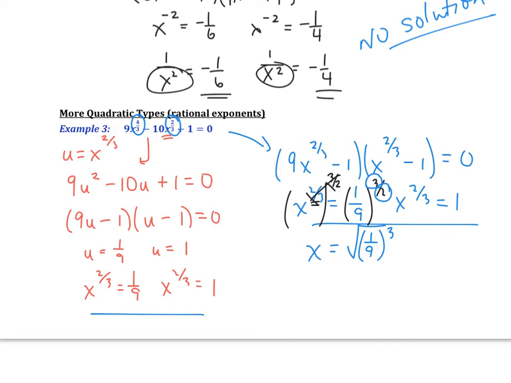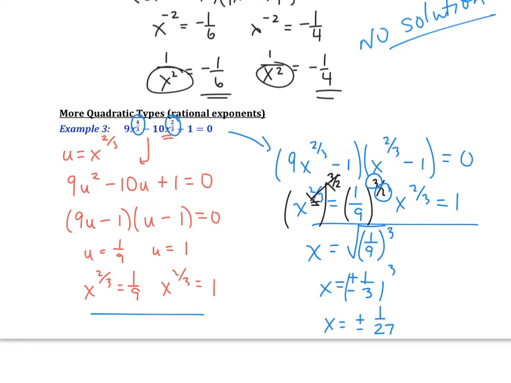Well, if I do the square root first, now I've got x is equal to the square root of 1/9, which is 1/3. But remember, anytime I take the square root of both sides, I need plus or minus. And then I have to raise that to the 3rd power, giving me x is equal to plus or minus 1/27. Doing the same thing to the other side.